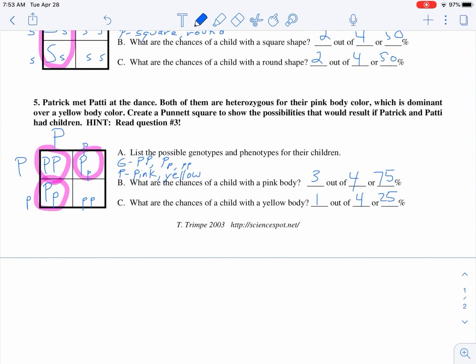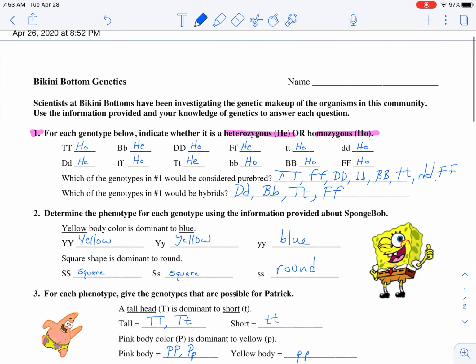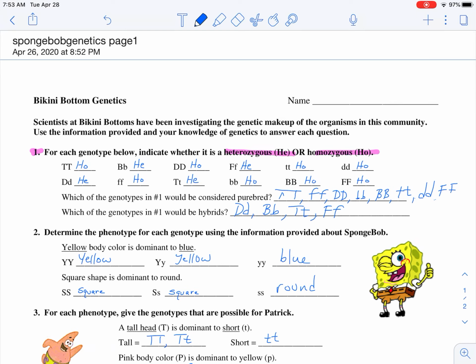So, quick review on all those answers. Hopefully that helped if you're still lost. And we'll continue on with some more practice with genetics.